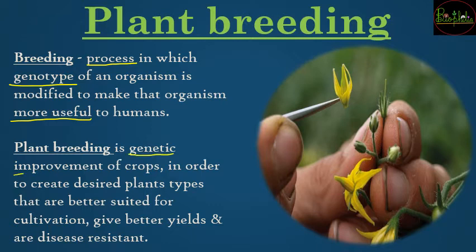And since it is plant breeding, the genetic improvement will be done in the crops so that there is a desired type of plant, yani ek aisa ideal plant banaya jayega, which is going to give better cultivation, better yields and will also be disease resistant. So aise kuch cheeze hai jaise unki better fasal honi chahiye, and they should also be disease resistant. So these are some of the qualities that humans desire from the plant jiske liye they genetically improve, and that is nothing but plant breeding.